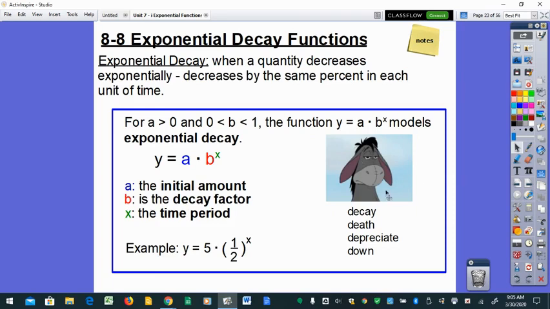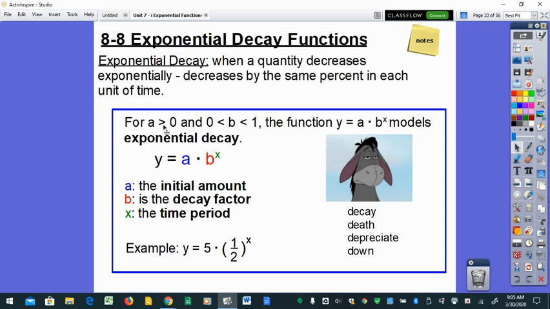And you're going to see right under Eeyore here, I thought it was an appropriate picture, you'll see the decay, the death, the depreciation, down. Those are all the words that kind of tie into exponential decay. It's when a quantity decreases exponentially. It's going to decrease by the same percent in each unit of time.